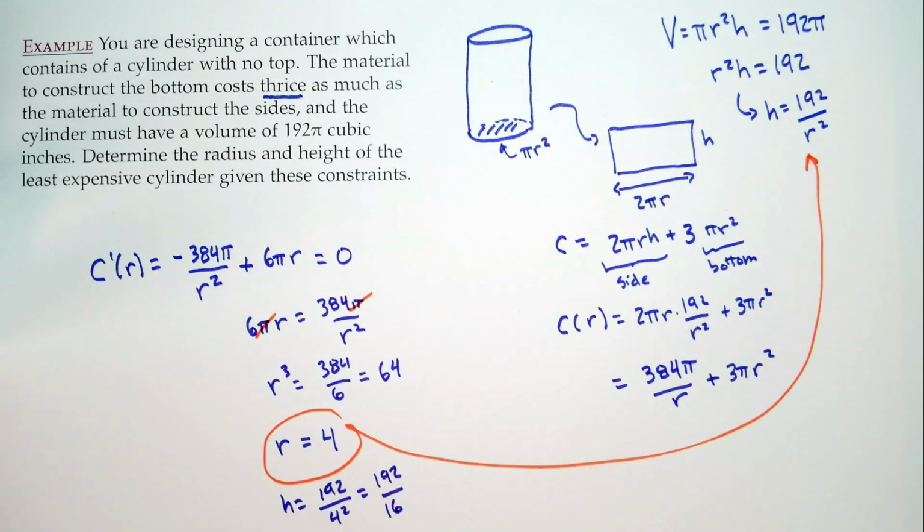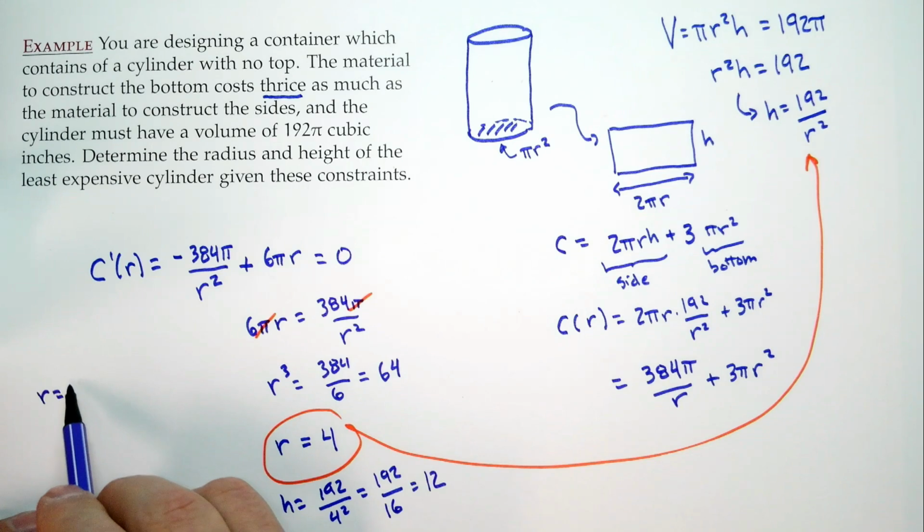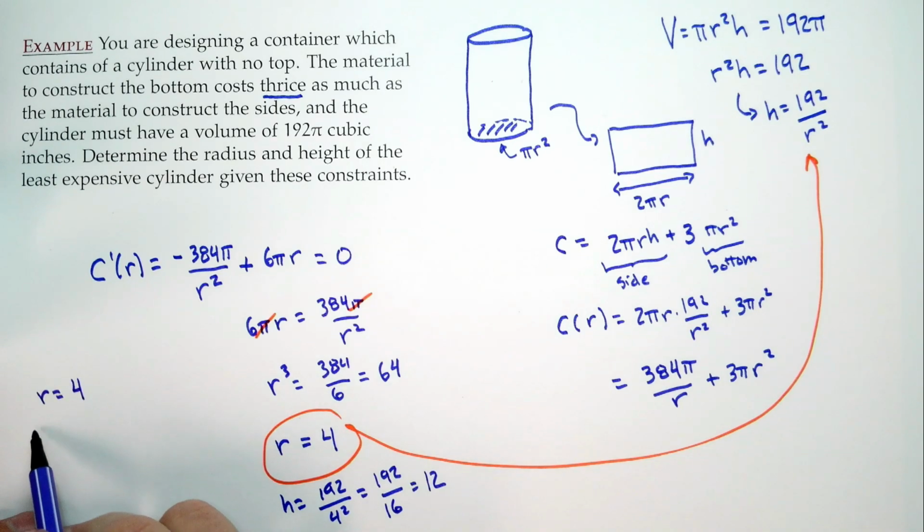If you take 192 and divide it by 16, you can almost do this in your head, because 16 times 10 would be 160. Then there's 32 left, which means I need 2 more 16s, so that turns out to be 12, or a dozen. So our final answer: our radius r will be 4, and our height will be 12.